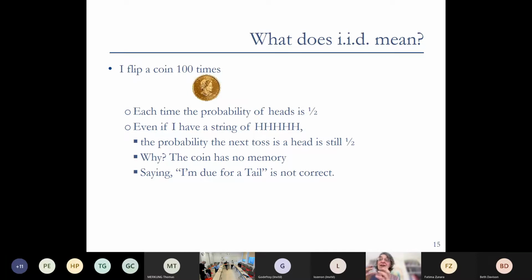Now, of course, if you had a coin and you kept on getting heads, you might say, wait a minute, this is not a perfect coin. I think my probability of the next flip being a head is more than a half. And now you're acting like a statistician. You're taking the data to make an inference. But the wrong approach is to say, I'm due for a tail and think your probability of a tail went up. So next slide.